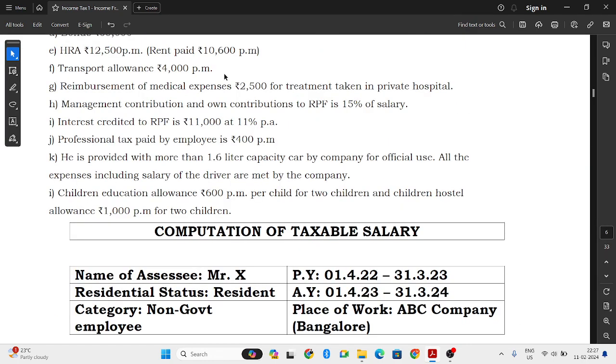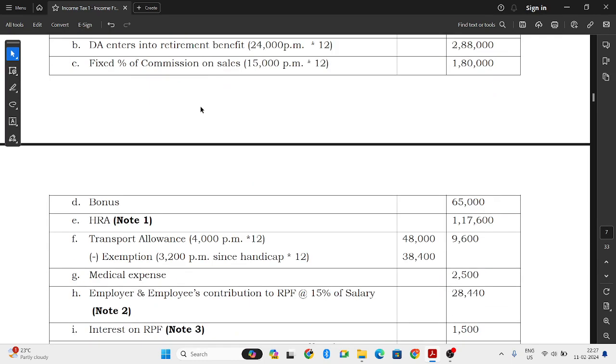Next, transport allowance, 4,000 per month. So transport allowance is 4,000 per month. Since the person is handicapped, only for a handicapped or specially disabled person, they will give an exemption up to 3,200 per month. So since he is handicapped, there's again an exemption for him, 3,200 per month. So total 4,000 per month into 12 months was the transport allowance he received. So total 48,000 he received.